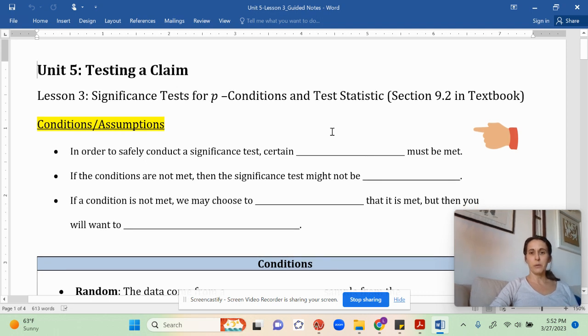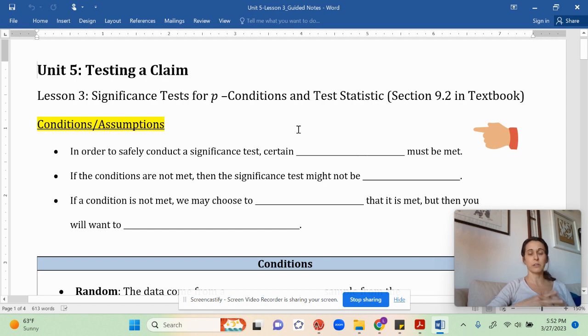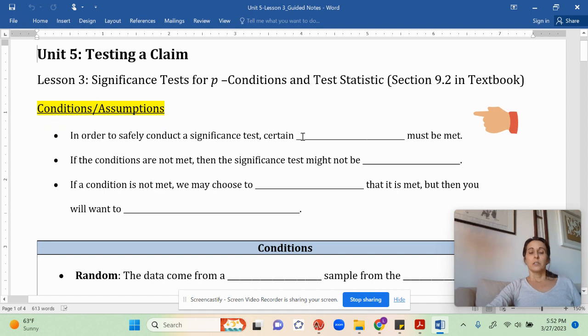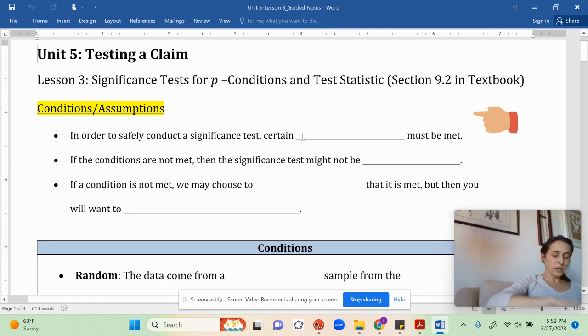Okay, for lesson 3, we are actually going to learn how to start conducting our first actual significance test. We'll go through the last pieces that we're missing, and then in lesson 4, we'll put everything we've learned together to be able to solve one large problem with what's called a one sample z test for proportion, but we'll get there later.